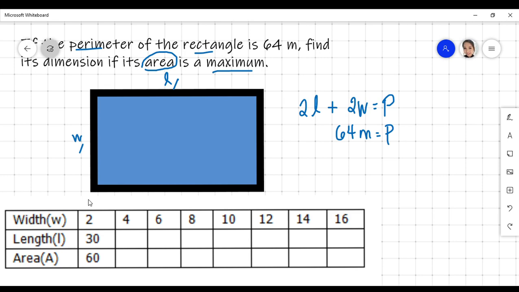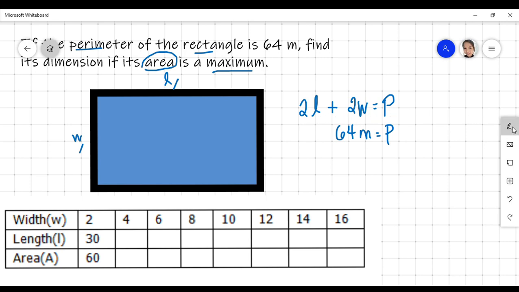Okay? So, ano kaya yung pwedeng length at saka width ng ating rectangle? We have your table of values kung saan yung width ay given. So, the length is unknown and we have to find the area by just simply multiplying length times width. Kasi area ng rectangle is multiply lang natin yung length at saka width. So, how do we find the length? Now, since the perimeter of the rectangle is already given and the width is also given, we have to find the value of the length using the formula for the perimeter.